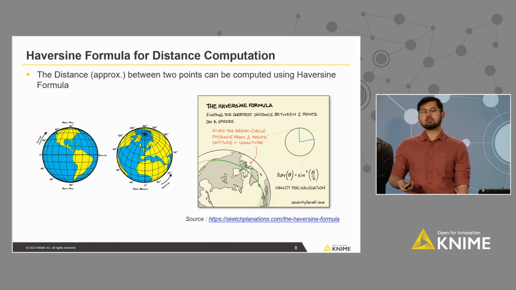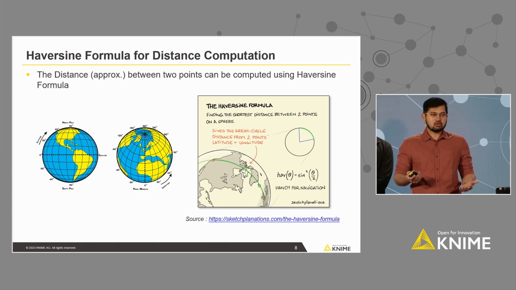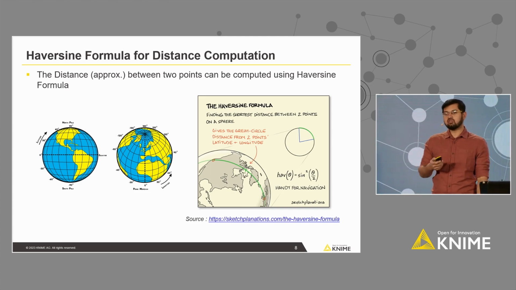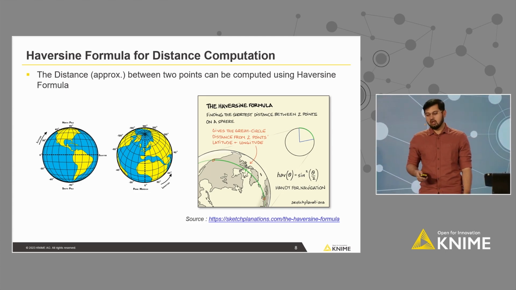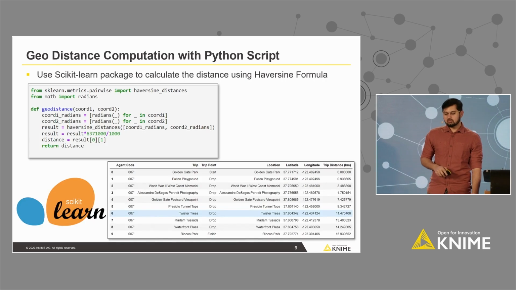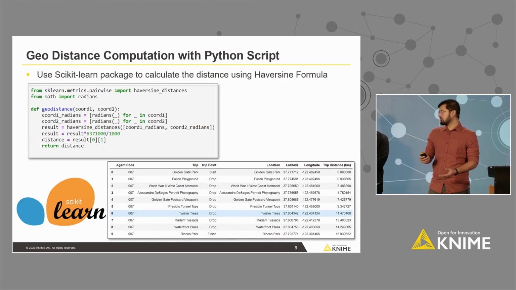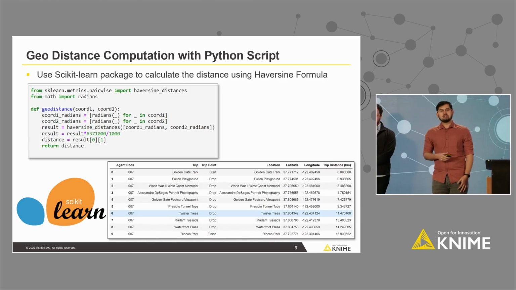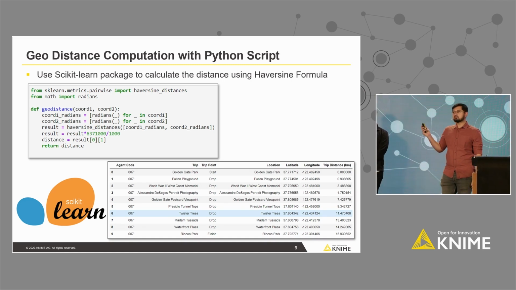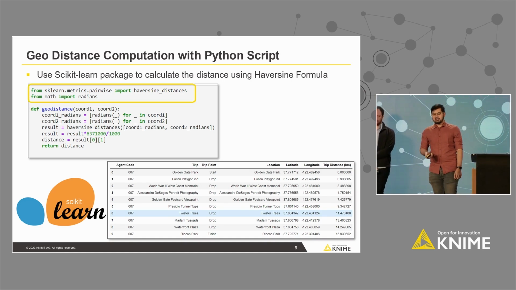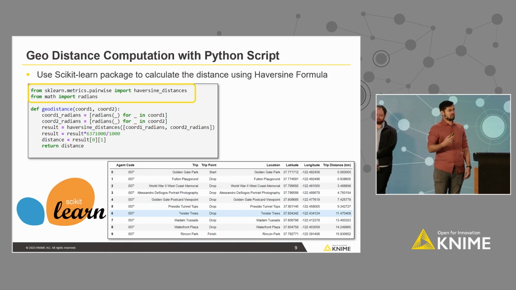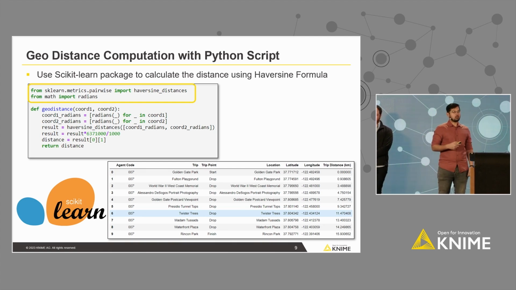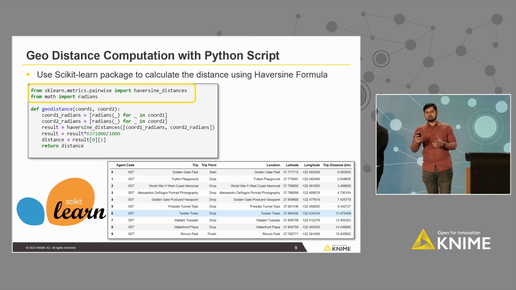Now, if I were to use a KNIME workflow to do this, I can use a bunch of math formula nodes and compute this distance. But if I decide to use Python, a Python snippet, or Jupyter notebooks, then I could use a small piece of code. And I see that in Python, we have a package called scikit-learn, which provides me with a Haversine distance function which I could use.